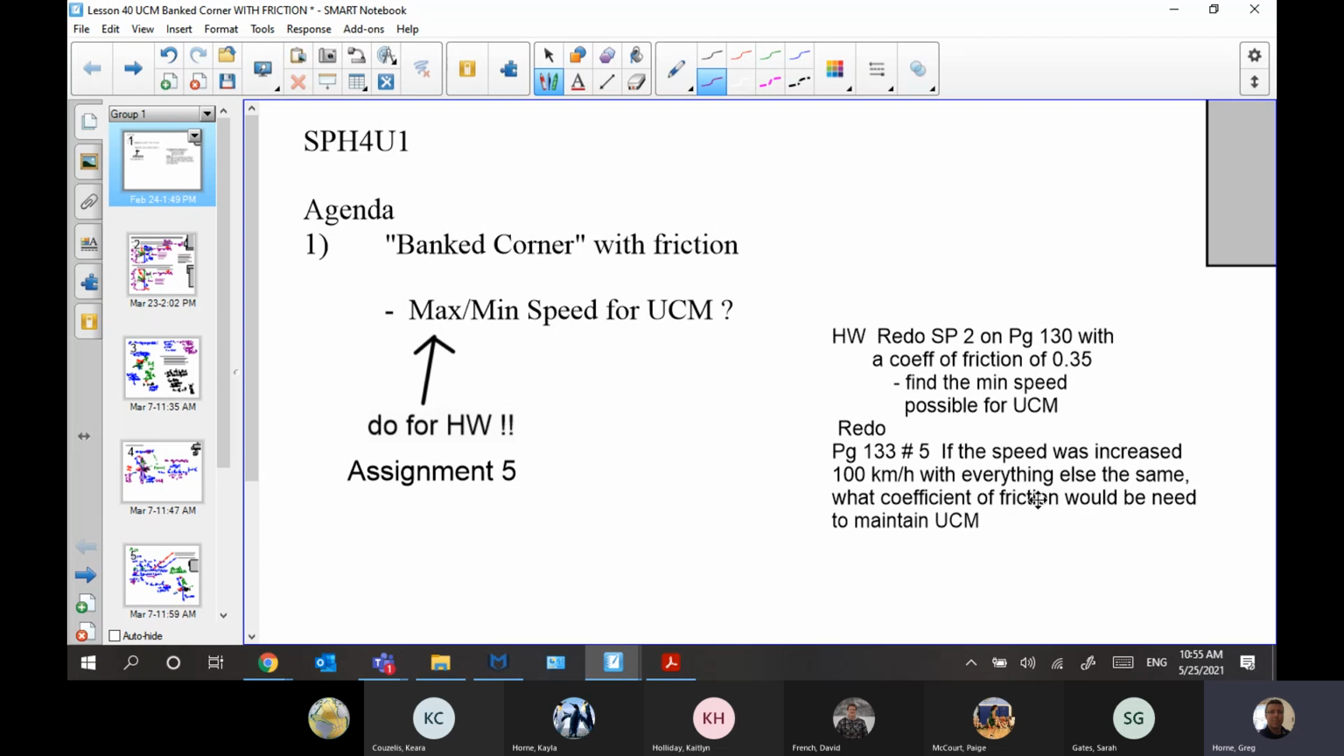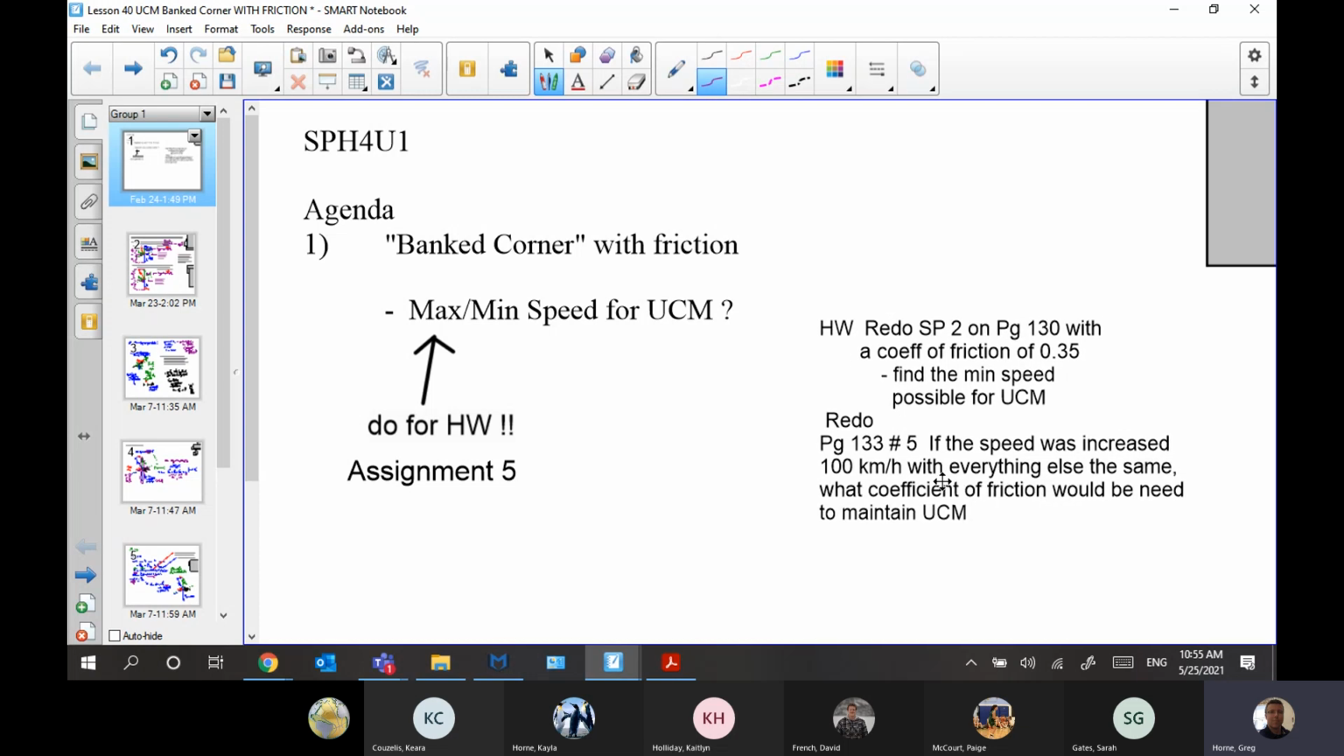If the speed was increased with everything else the same, what coefficient of friction would be needed? The solution. I would just warn you that's a bit tough. I'm going to remind you, don't be afraid to look at the solution and use it to help you get through this one.